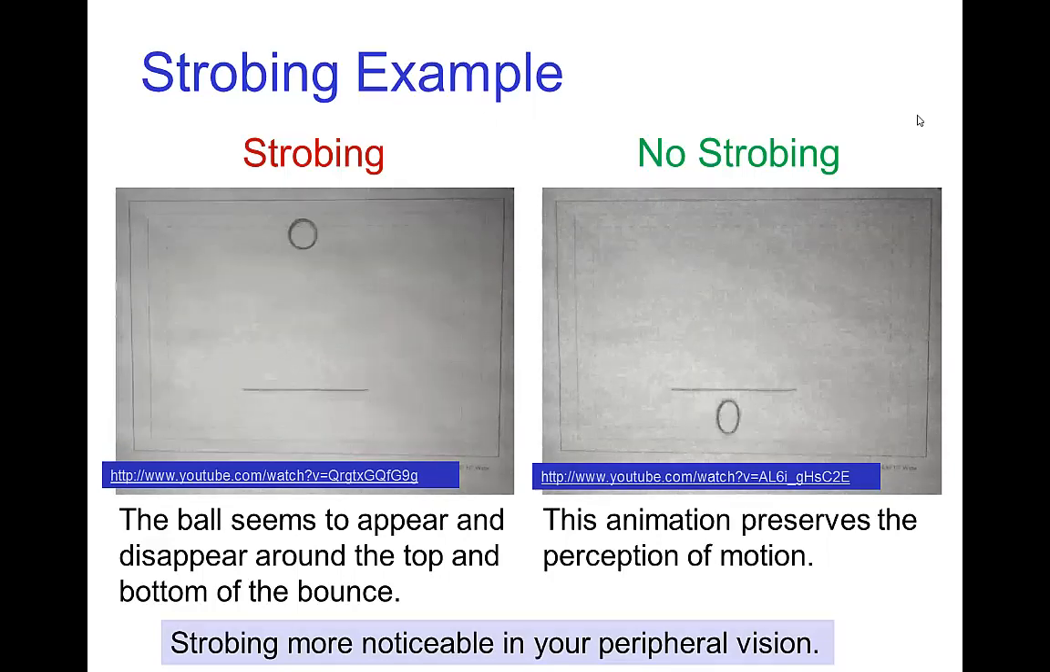Now, if you're trying to check your animations for this strobing, it's somewhat helpful to watch the animation in your peripheral vision. In the peripheral vision, your brain is exceptionally attuned to observing motion. That's actually a good tip in general for checking your animation.